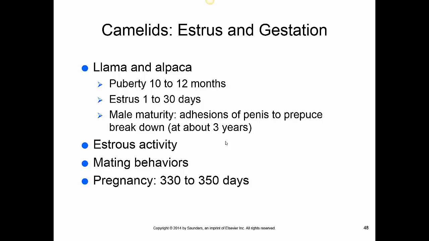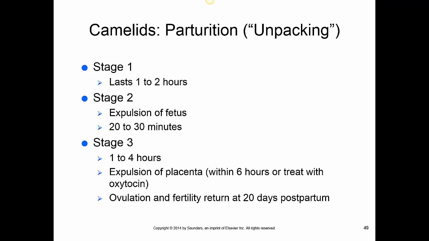Pregnancy is usually going to be somewhere between 330 and 350 days. So it's somewhere in that same range that we find horses to be in. When we look at parturition in them, the first stage, which they call unpacking, is usually about an hour to 2 hours. So it's one of the shortest. And then they go pretty much straight into expulsion of the fetus.